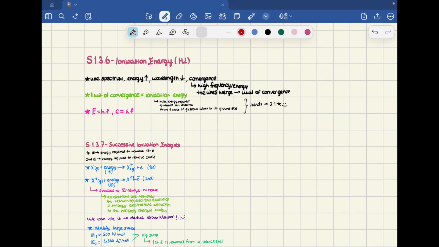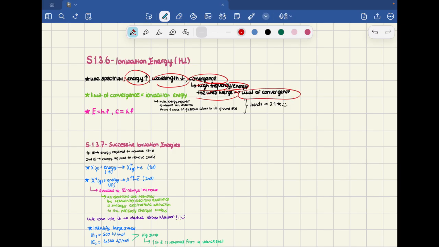And now I will be explaining the HL extension topics of structure 1.3: ionization energy and successive ionization energies. So let's start with ionization energy. Okay, so this is HL only. Now in a line spectrum, we know that as frequency or energy increases and as wavelength decreases, convergence occurs. At high frequency or energy, the lines merge, right? And this is actually the limit of convergence.